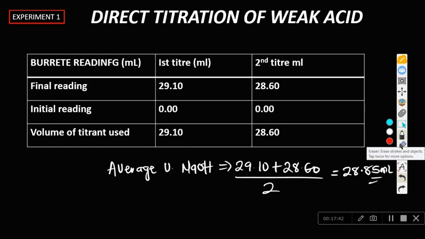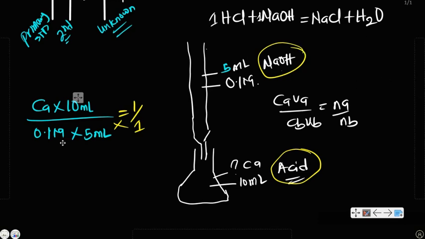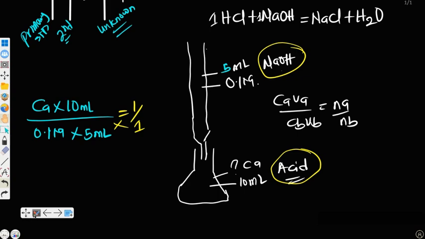Now you are going to come here to start your calculations proper. All right? Now, what are you going to do? It's very easy. First of all, you write your equation of reaction. The equation of reaction is between acetic acid plus what? Plus sodium hydroxide. Acetic acid plus sodium hydroxide.